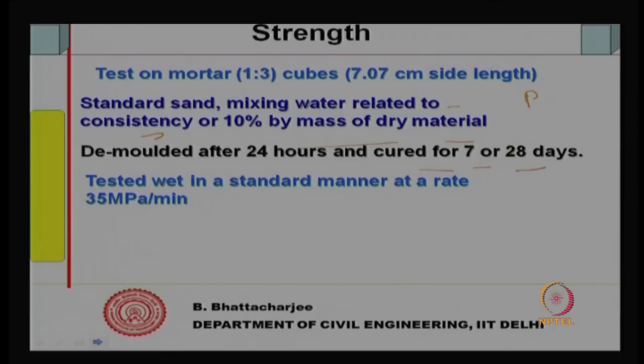So, at a fixed rate of loading, because all this affects the strength of those cubes, the rate of loading, and the material itself, its hydration etc., will depend upon curing condition. So, we fix the curing condition, temperature of curing is fixed, temperature of casting is fixed, casting is done in a standard manner, the only variable is cement. So, you can compare two cements, their strength potential in concrete by this test.